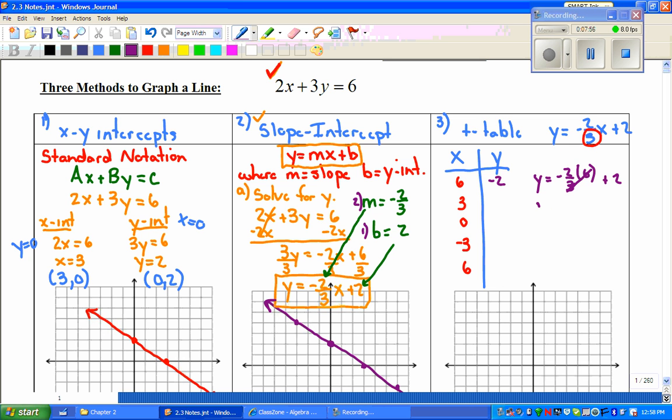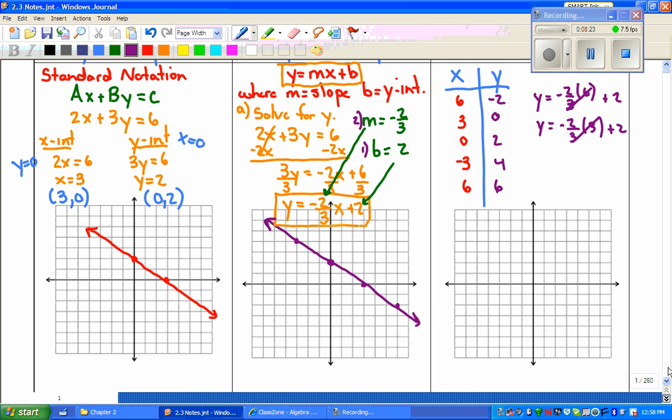Now let's put my 3 in there, plus 2. This would cancel out to give you 1. You're going to end up with 0 here. If you put 0 in there, you're going to end up with 2. If you put negative 3 in there, you're going to end up with 4. And look at my pattern now. Positive 2, positive 2, positive 2. I think that's going to be 6 right there.